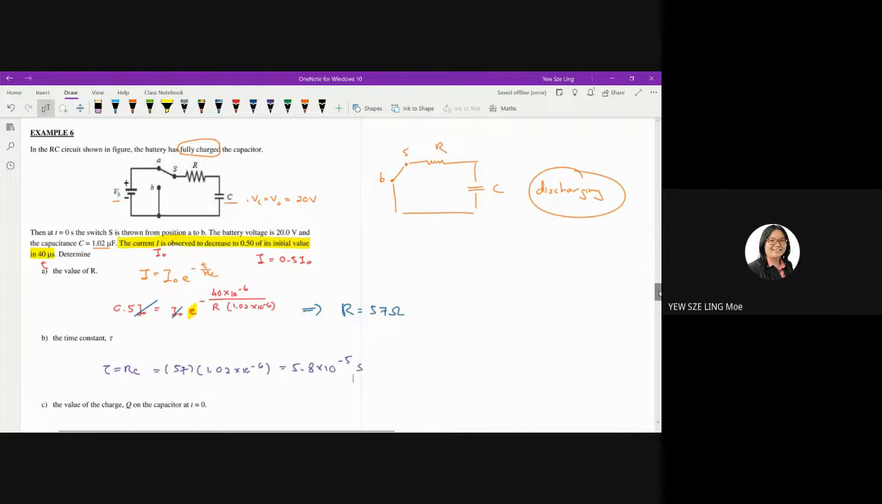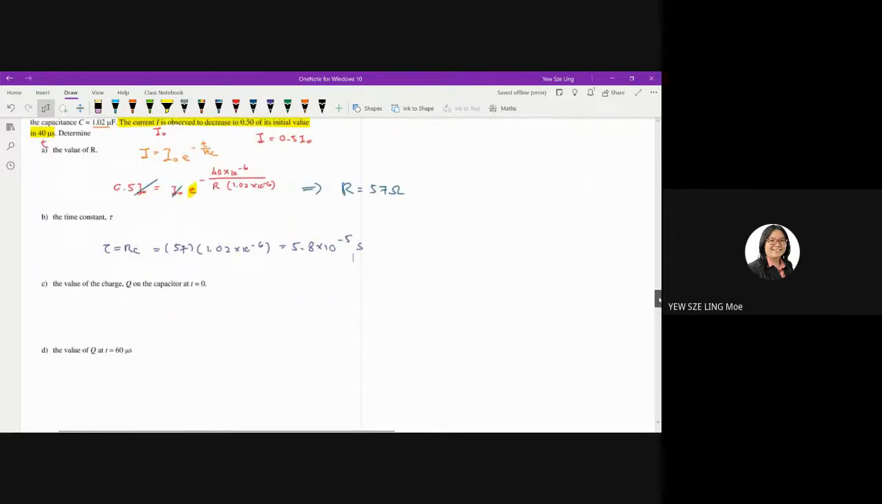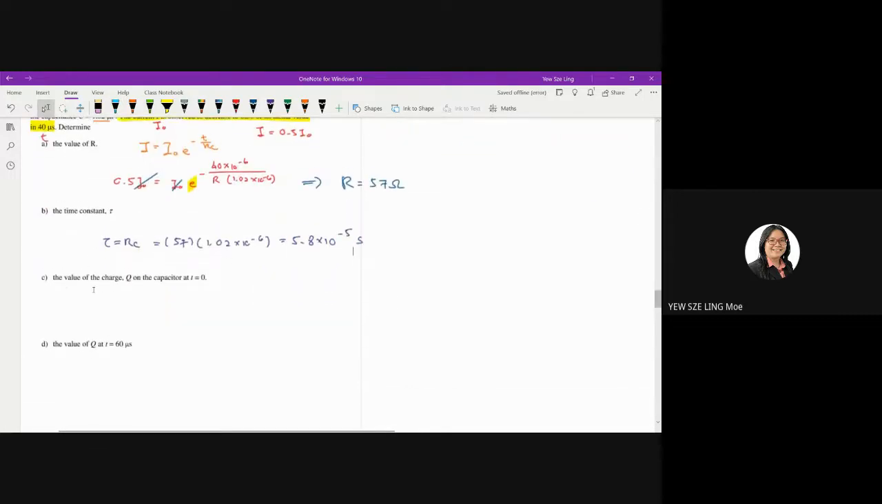Now let's look at question C. Question C asks you to calculate the value of charge on the capacitor at time t equals 0. At time t equals 0, we have a fully charged capacitor. So at t equals 0, my capacitor is still fully charged.